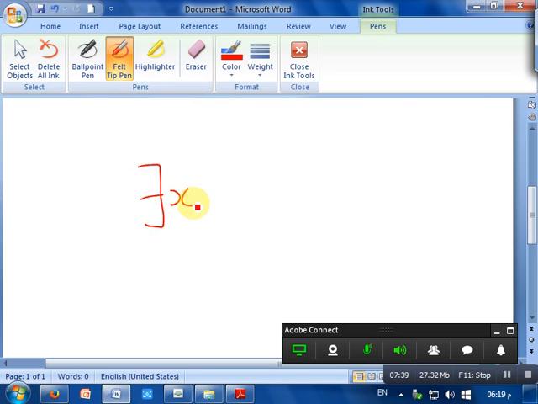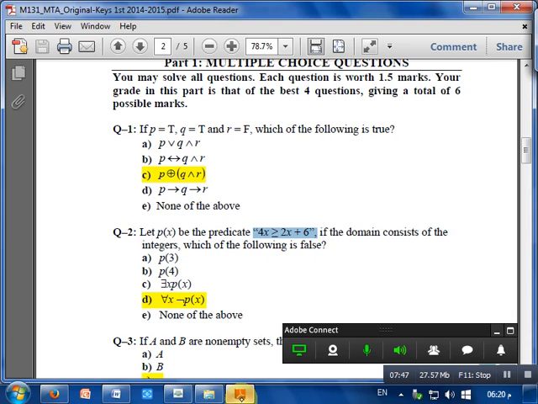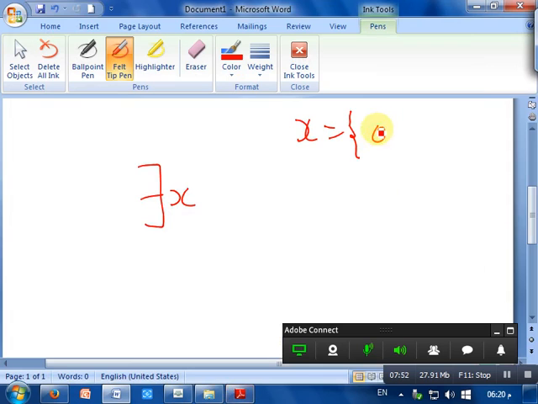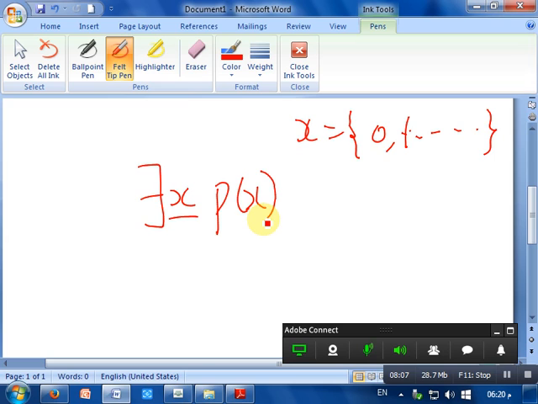There exists x, and if x is integers, 0, 1, 2, 3, 4, any number. As given in the question, the domain consists of integers. So x is any number 0, 1, 2, 3 or -1, 2, 3. Now it is telling that there exists x for which P of x is true. And there exists a number here.